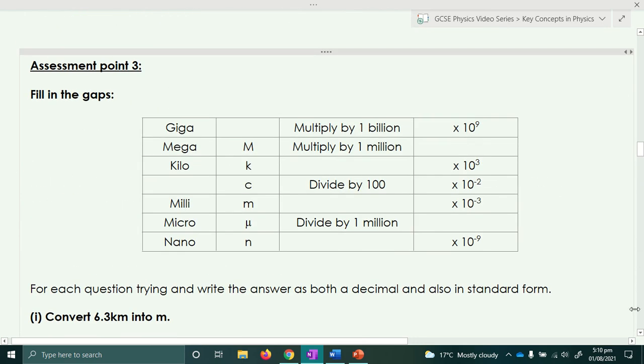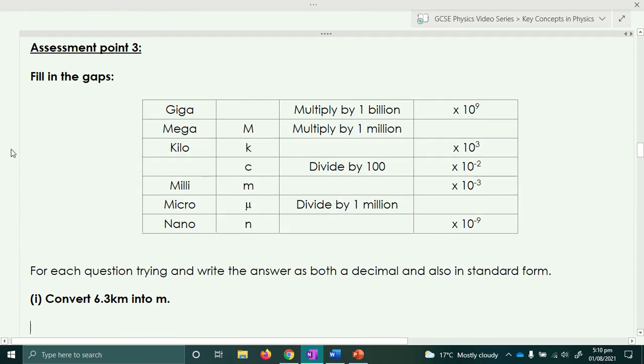Okay, so let's start off by filling in the gaps in our table in here. So giga is a capital G in there. We've got all of those. This little c stands for centi, like in centimeters.